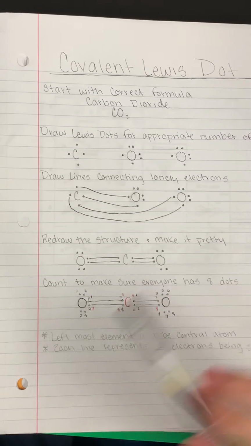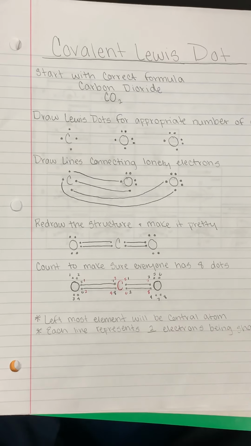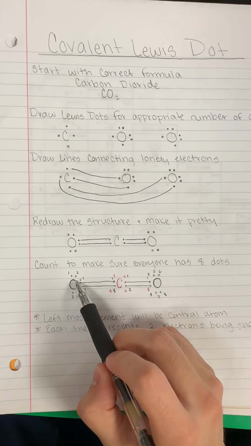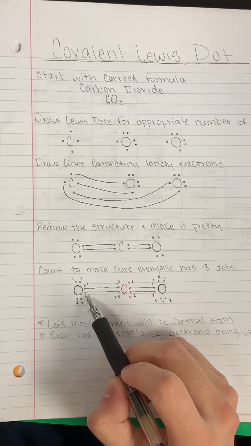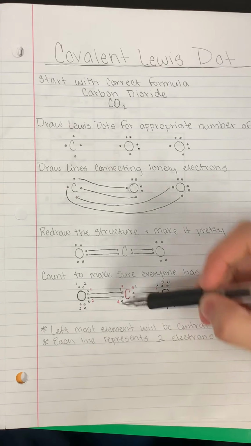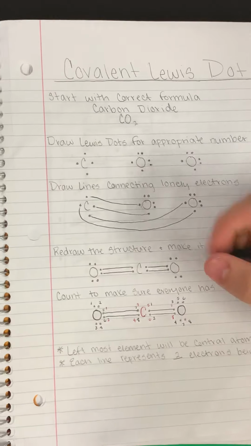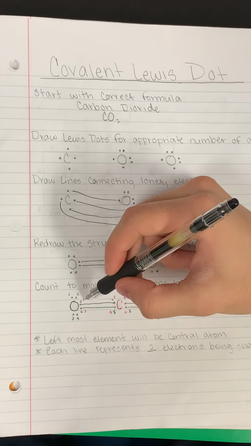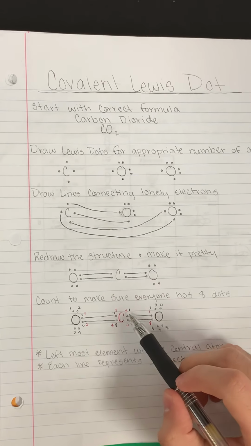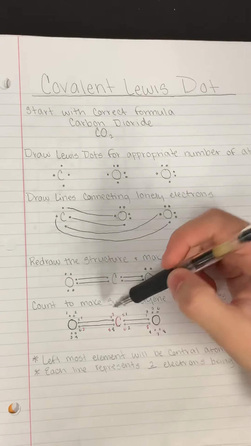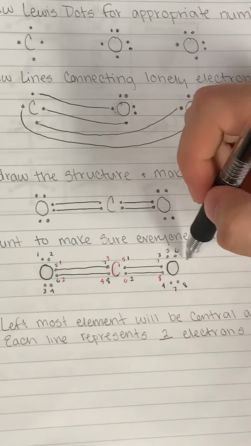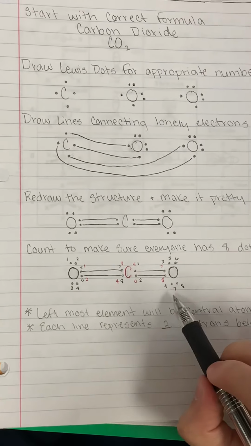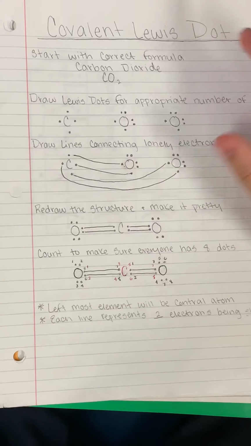Now we have to count to make sure everyone has 8 dots. So here, oxygen, I drew it in black right here. So it's 1, 2, 3, 4, 5, 6, 7, 8. Oxygen has 8. It's happy. Carbon, I drew in red to differentiate. So we count 1, 2, 3, 4, 5, 6, 7, 8. Carbon is happy. Oxygen, same thing. 1, 2, 3, 4, 5, 6, 7, and 8. So they're happy. Everyone has 8 dots.